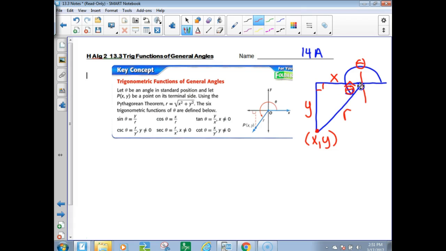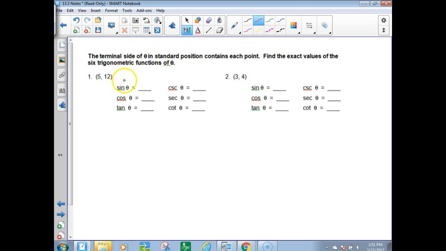For this particular diagram, the sine of theta is y. You can even think of it again as opposite over hypotenuse, y over r. Now that we have it labeled this way, cosine of theta, adjacent over hypotenuse, x over r. Tangent of theta, y over x. So we're just doing a new definition for the same thing we've been doing. All right, so with that in mind, let's move on to how to do these type of problems.